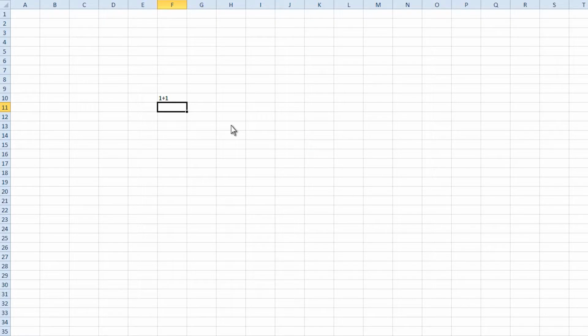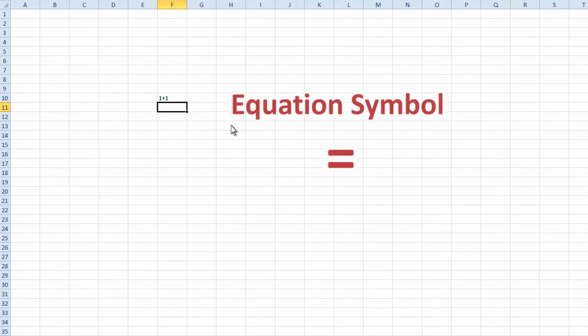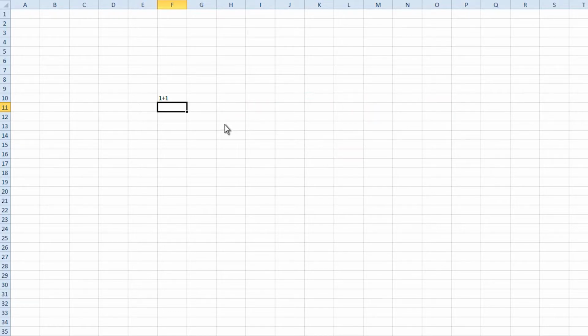Why is this? Well, as we learned in lesson 4, Excel has different types of data, and now Excel thinks of 1 plus 1 as text, because we included an operator, the plus sign. We need to tell Excel this is a formula, and we want it to do some maths. To do this, we have to introduce one of the most powerful symbols in Excel, the equation symbol, or equals sign. Let's click on the cell with 1 plus 1 in it, and this time type equals 1 plus 1 and press enter. And now notice Excel has done the math for us to show us the answer is 2.